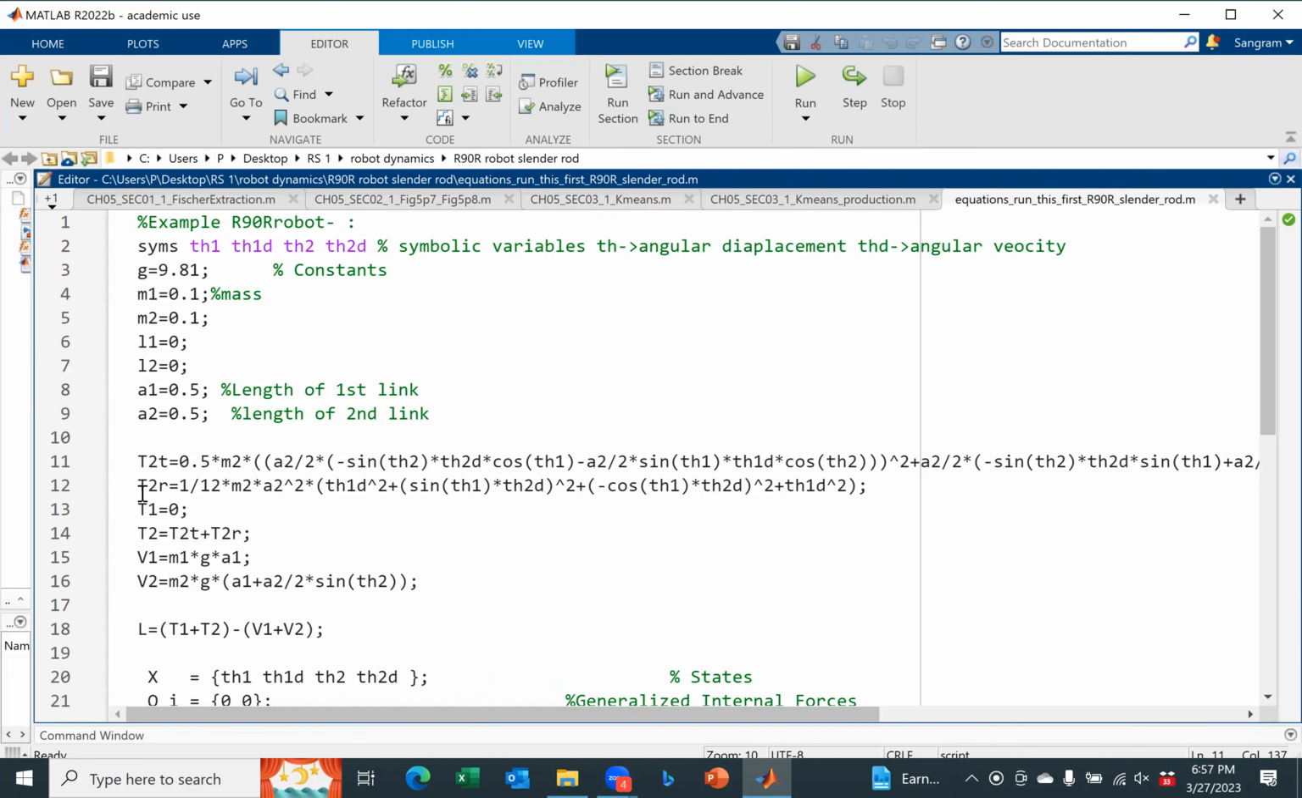And then what I have is this kinetic energy of rotation. Please note, this is 1/12 m2 A2 square multiplied by omega x square plus omega y square plus omega z square. So I need to write this down. So I will write this down again. So it's going to be Ixx2 omega x2 square, Iyy.